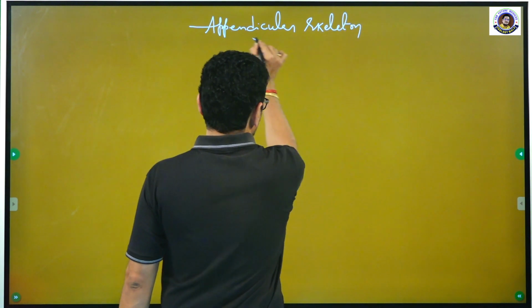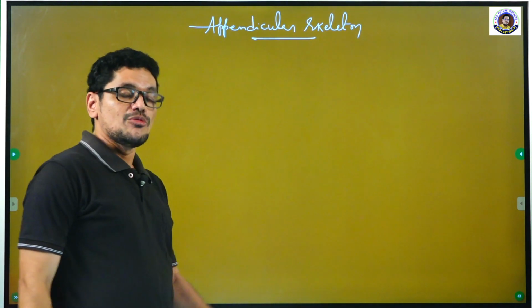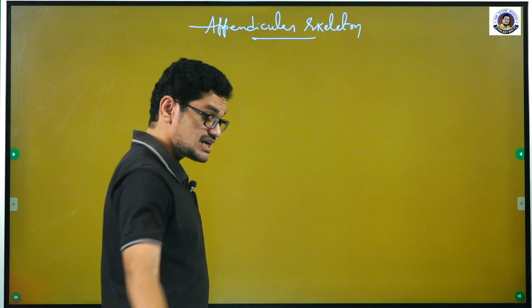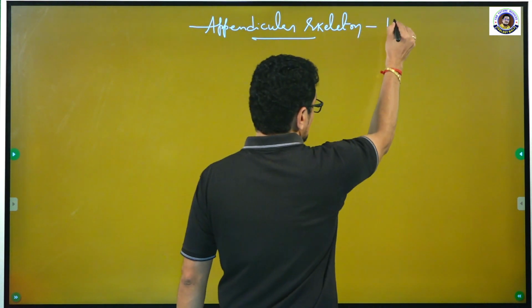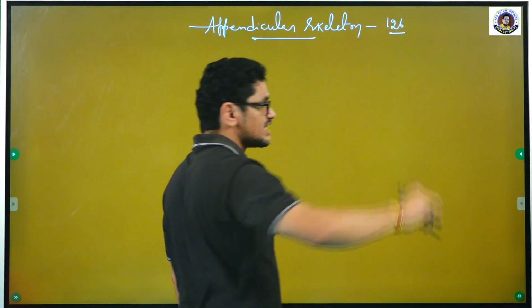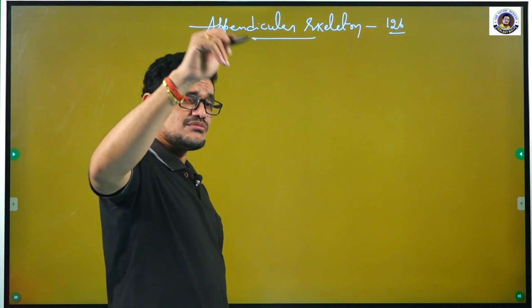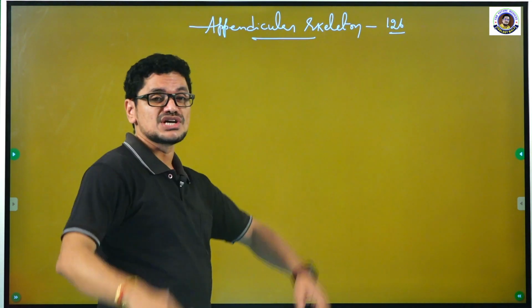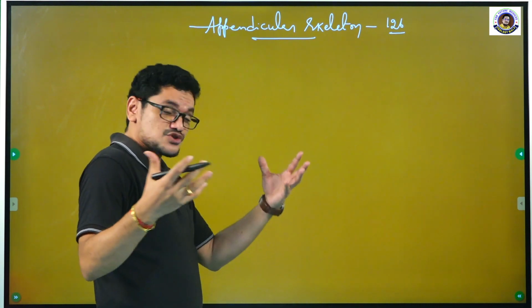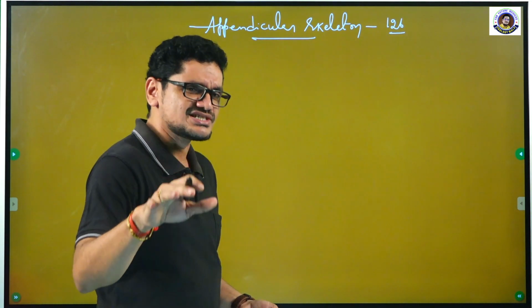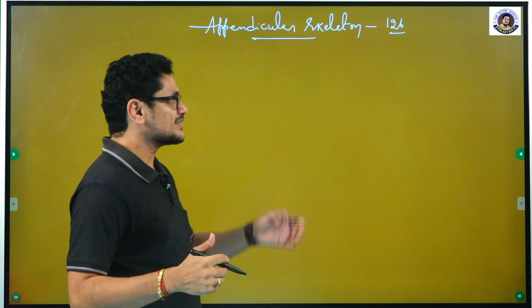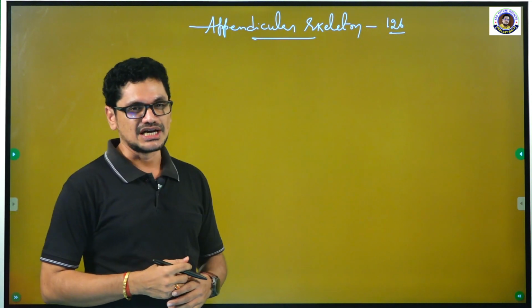What about this appendicular skeleton? How many bones are present in the appendicular skeleton? I explained already in the last class. 126 bones are present in the appendicular skeleton. Don't think, oh, the number is 126, how many bones are there, so many bones, it takes so much time. No problem. Zoology Wala is there. All the bones will come. No problem. Let us see the appendicular skeleton.